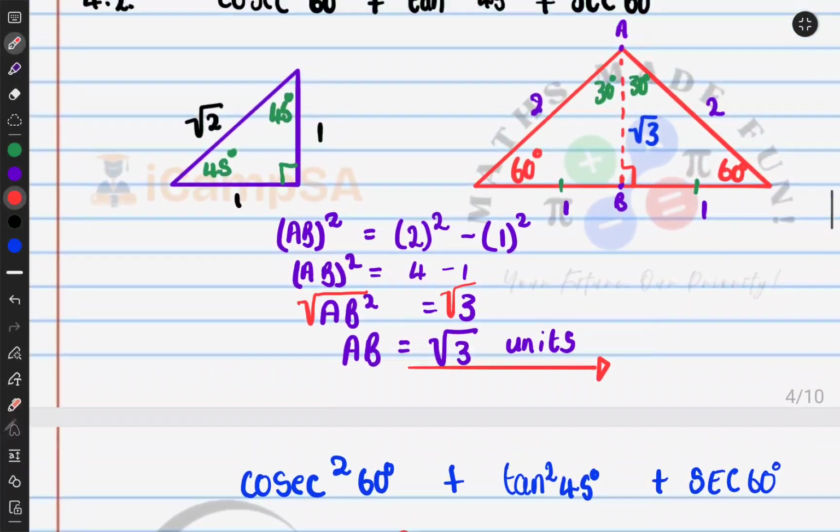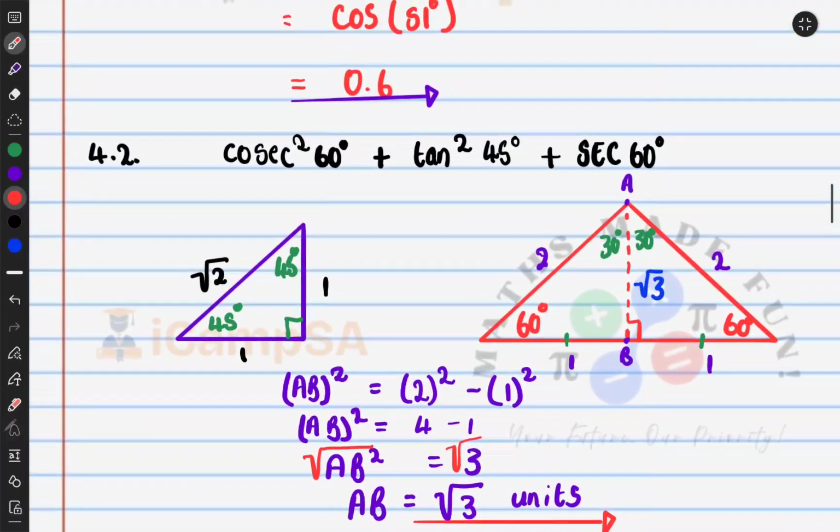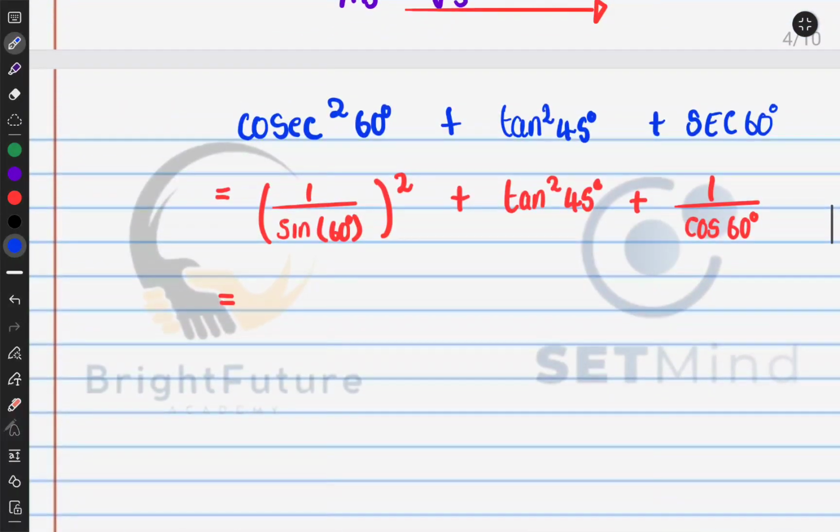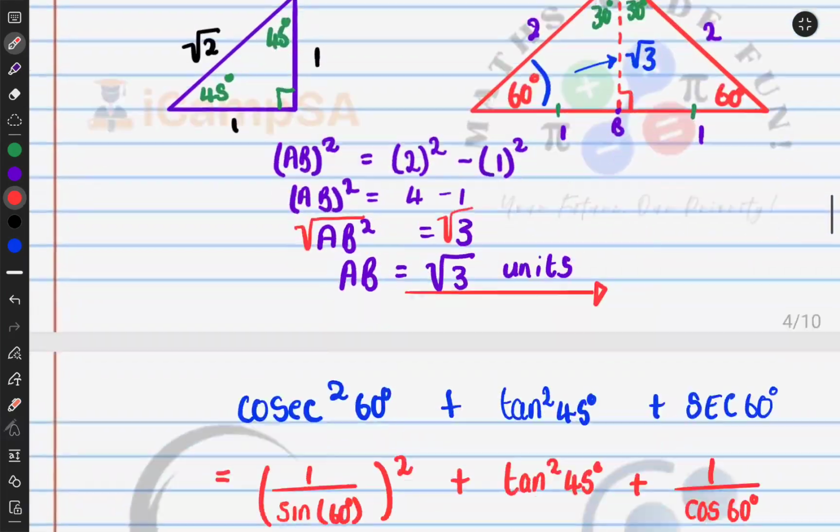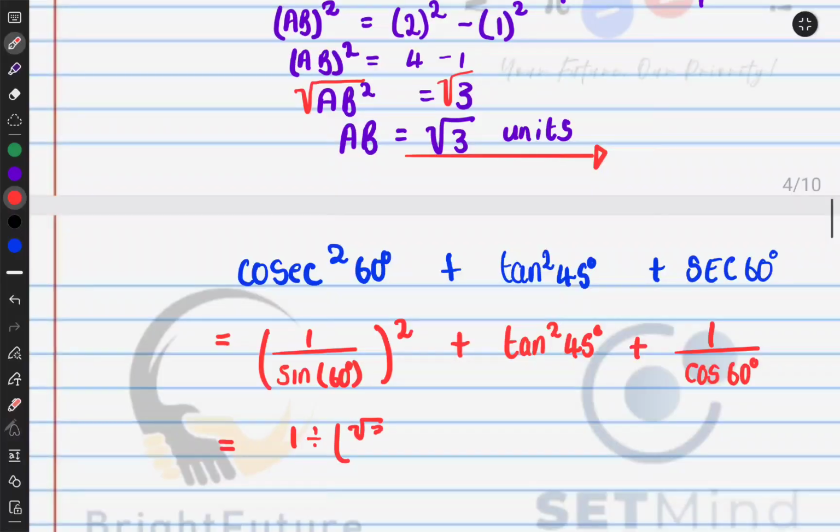What is sine 60? We come here to our triangle. Sine 60 is opposite over hypotenuse, so it's root 3, the opposite side, over 2, the hypotenuse side. So sine 60 is going to be 1 divided by root 3 over 2, everything squared, plus tan squared 45.